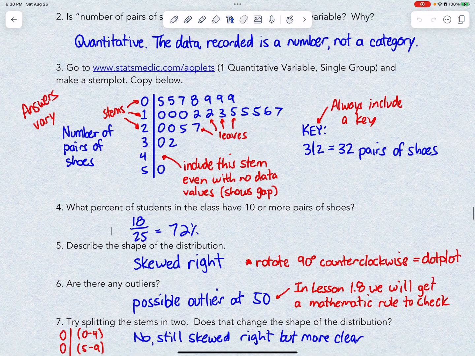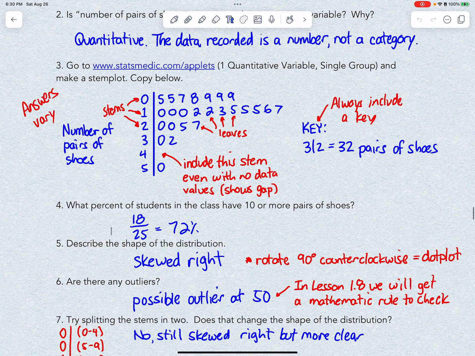Describe the shape of the data. To describe the shape of the data, you are actually going to take your paper, if you could right now, and rotate it 90 degrees left. Turn it one time left. That allows you to see what the shape of the data is. If you're able to draw on the data, you can see it actually looks like little histograms. So you can see that it's skewed to the right.